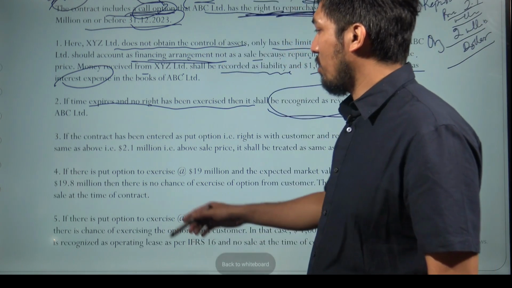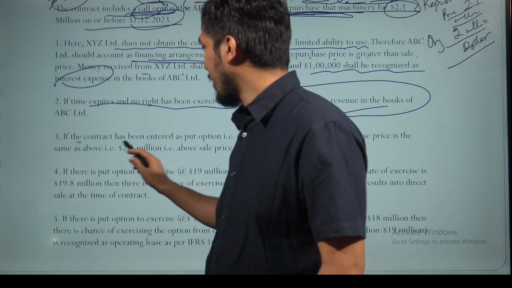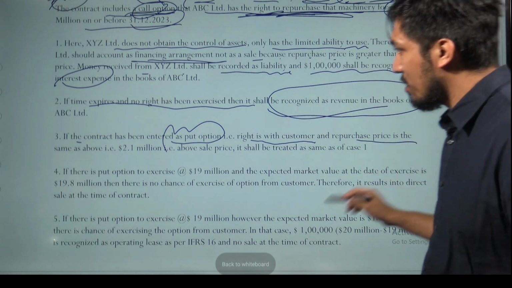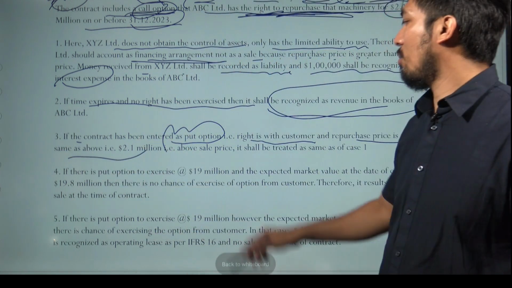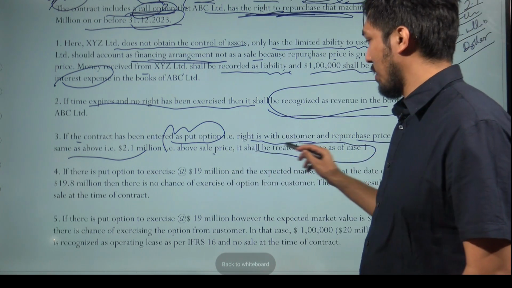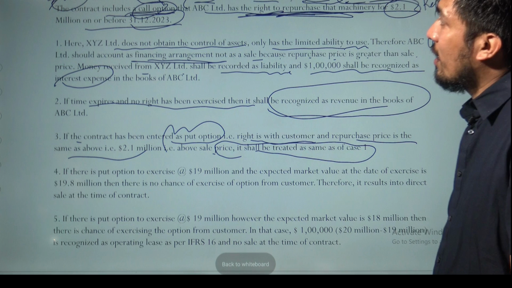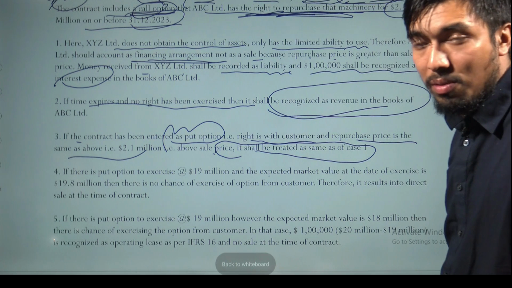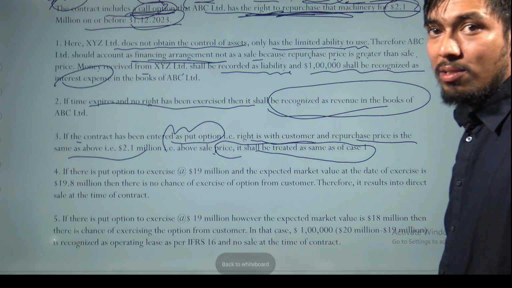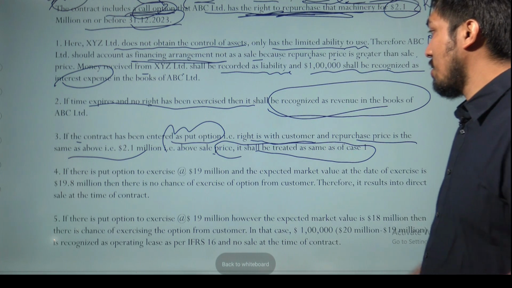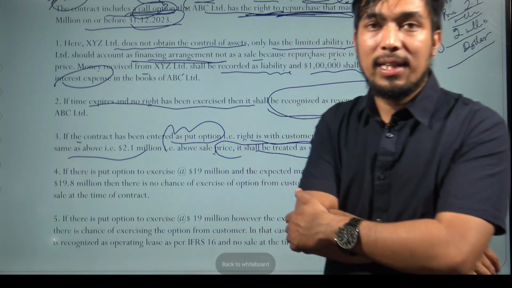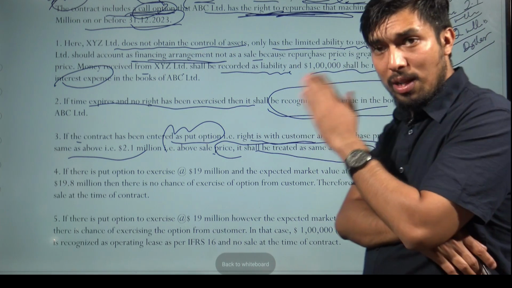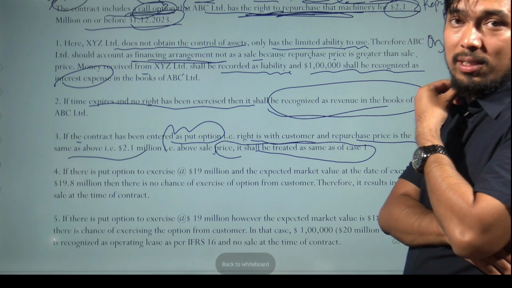Okay, let's add another situation within this example. If the contract has been entered as a put option, that is, the right is with the customer, and the repurchase price is the same as above, 2.1 million. Compared to the above sale price, it shall be treated the same as case 1, because there is certainty that XYZ Limited will exercise that option. What is a put option? A put option is the right to sell from the buyer side. And if there is a certain benefit, then the buyer will exercise that option, so XYZ Limited will get $2.1 million after reselling that asset to ABC Limited. So that will be considered as a financing arrangement.